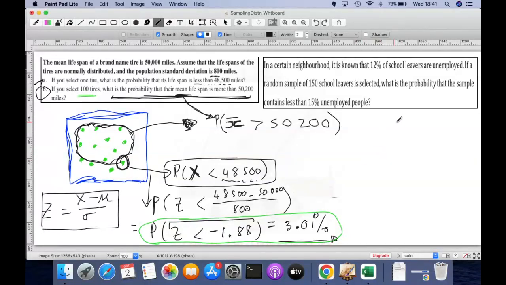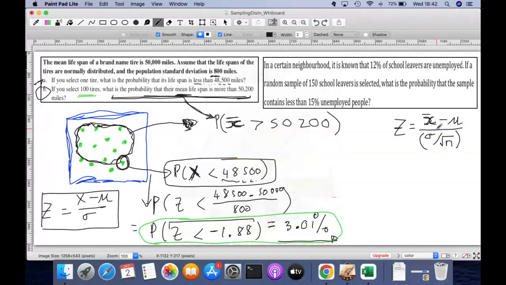But when you're talking about an average, the formula you need is this, and you don't need to memorize it. It's in your formula sheet. It's Z equals X bar minus mu, but the denominator is slightly different. The bottom is sigma divided by the square root of n. That's the formula. So we need to use this formula to go from X bar to Z.